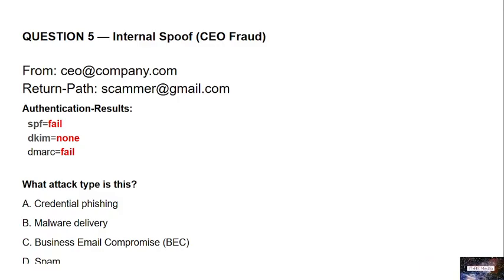Question 5. Internal spoof, CEO fraud. CEO company, I think we've given the example earlier. Maybe I duplicated it, though with more detail now. So the authentication results: SPF fail, DKIM fail, DMARC fail. What attack type is this? Credential phishing, malware delivery, business email compromise, spam. Which type of attack is this? What's your best option?